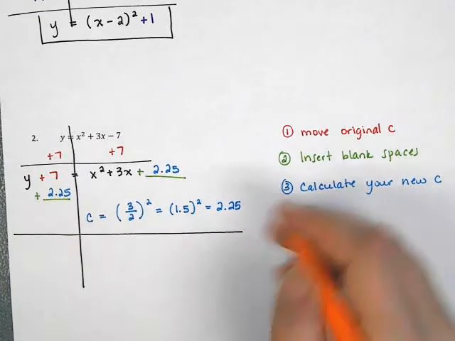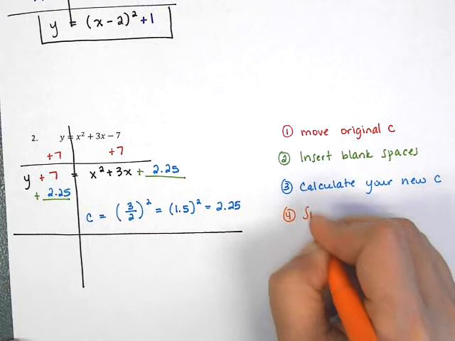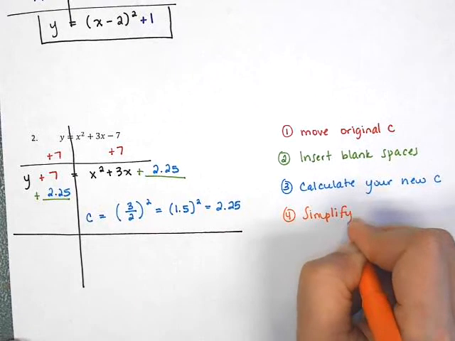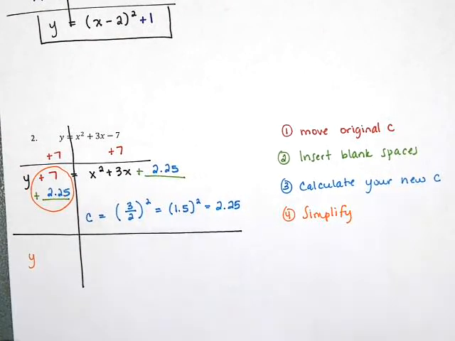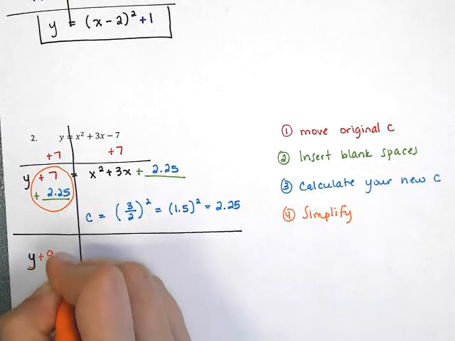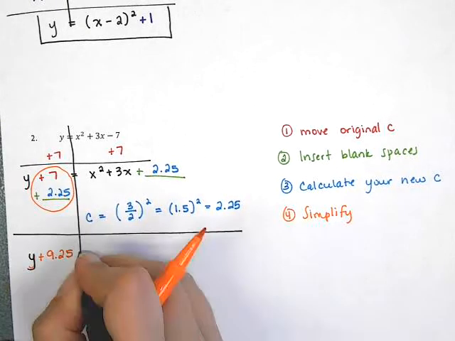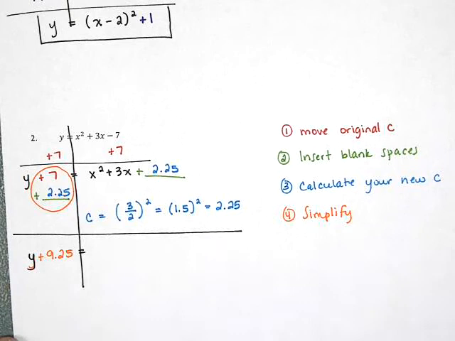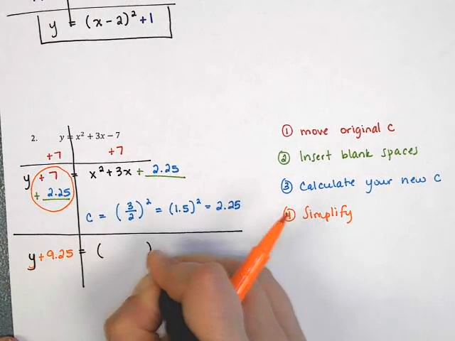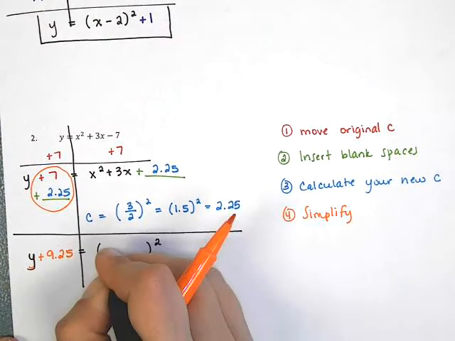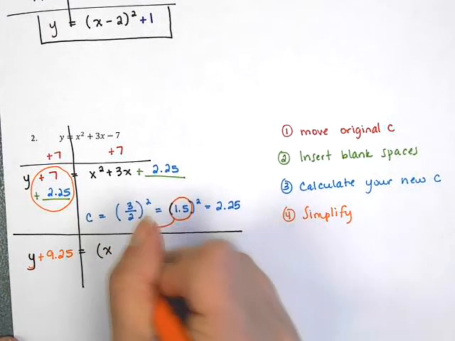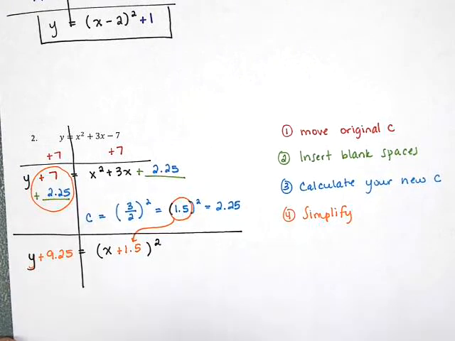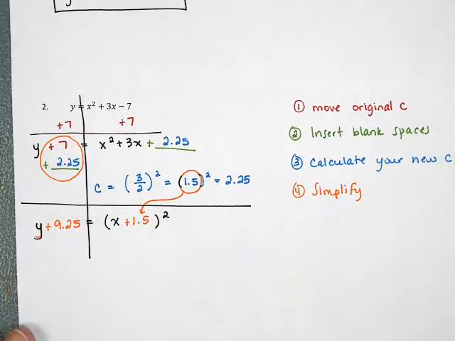Next, I'm going to simplify. Now, simplifying on the left side just means combining the like terms. So y plus 9.25. On the right side, simplifying means factoring, but because we chose this c carefully, it's going to factor to be x and then plus whatever's inside the parentheses or minus whatever's inside the parentheses.